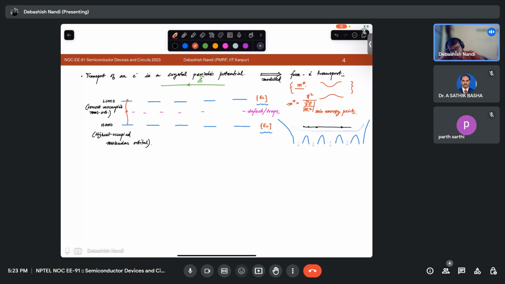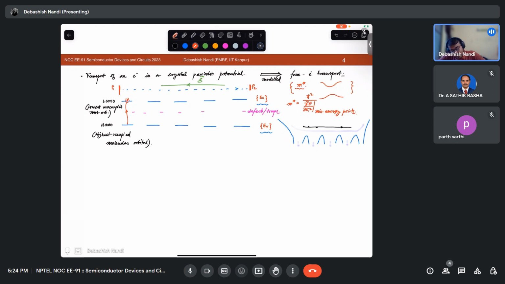Now tell me, how will this electron travel? Suppose this is your plate 1, and this is your plate 2. Plate 2 is kept at a higher potential than plate 1. So now your electrons need to transport from plate 1 to plate 2, because the electric field is in the opposite direction. So how will those electrons travel?